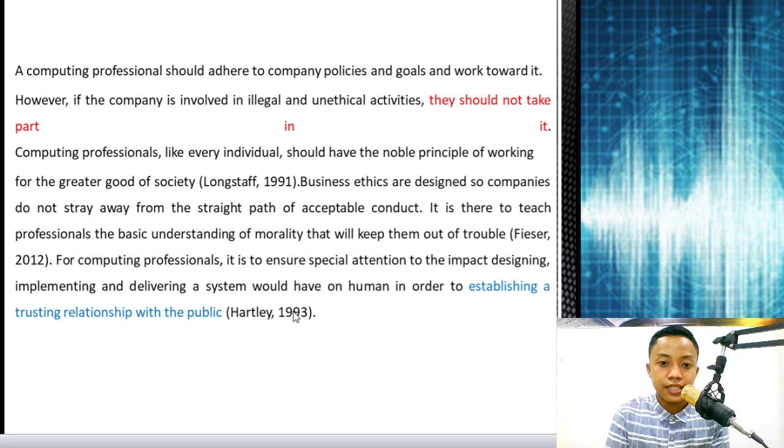For computing professionals, it is to ensure special attention to the impact designing, implementing, and delivering a system would have on human in order to establishing a trusting relationship with the public. Kinakailangan po talaga natin, we should always establish a trust relationship, lalo po sa public. Because ang mga tao talaga ang kinoconsider natin. Kahit po tayo ay nasaan man, we should always establish. Kinakailangan po talaga natin i-establish na ang tao talaga ay may trust sila sa mga gawain natin o sa dine-develop natin na system or any other applications.